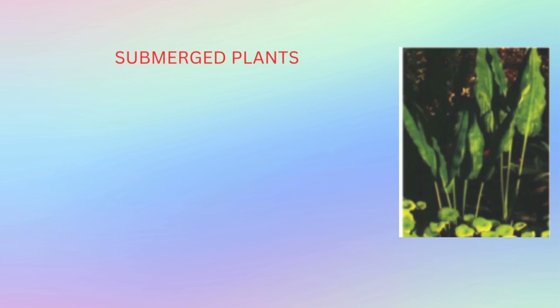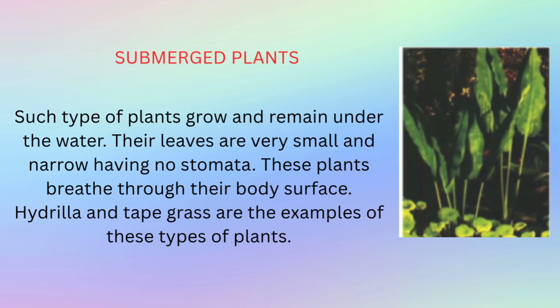Submerged plants. Such type of plants grow and remain under the water. Their leaves are very small and narrow, having no stomata. These plants breathe through their body surface. Hydrilla and tape grass are the examples of these types of plants.